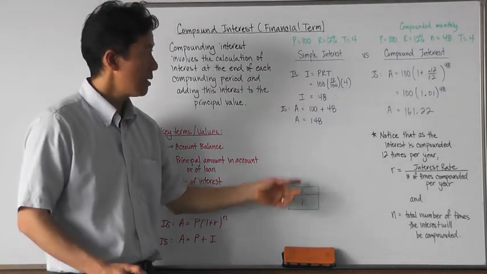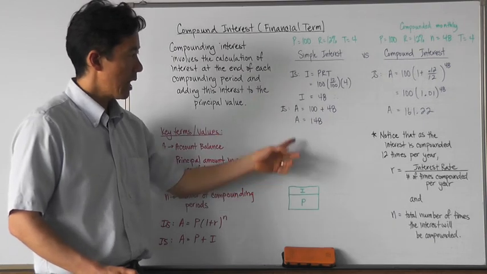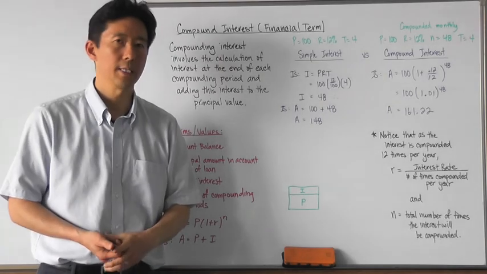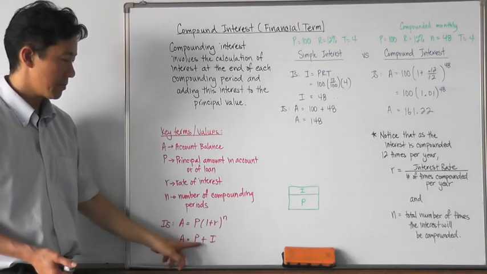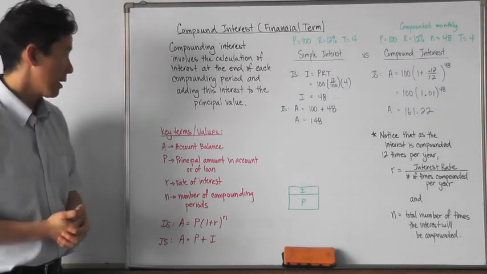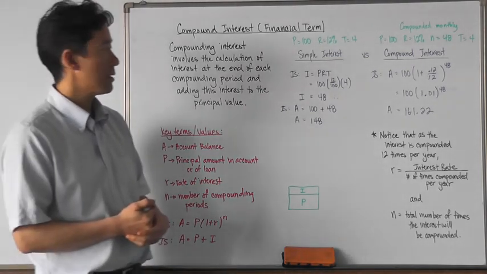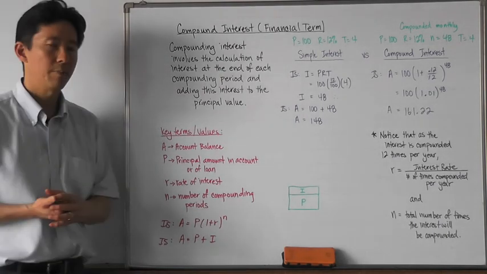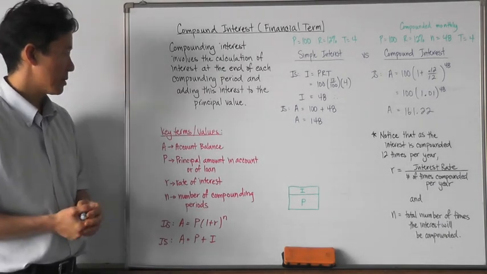Notice that when it came to calculating how much money we had in the account, even for simple interest, it was basically the same. We just take the principal, add the interest, and that's how much we have in the account. Now, in order for us to take a look at compound interest, we need to look at a couple of key values and key terms.